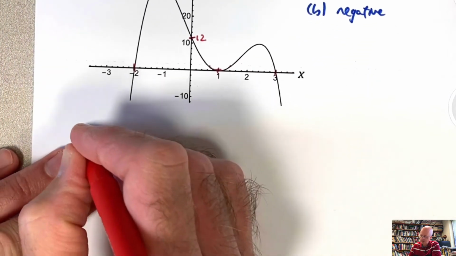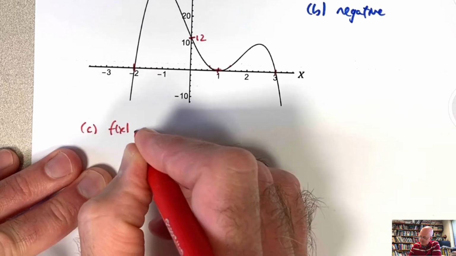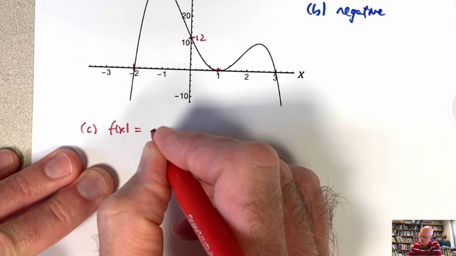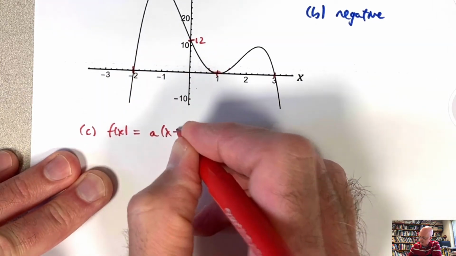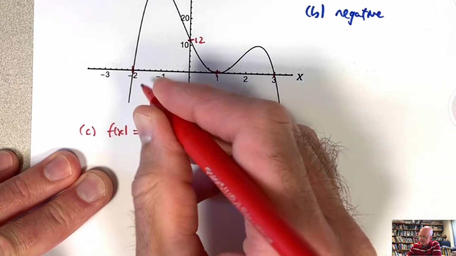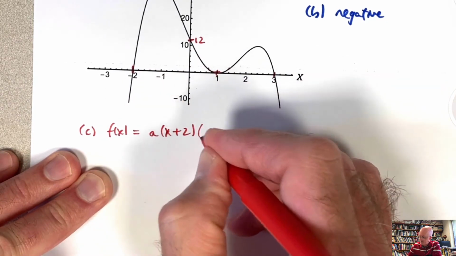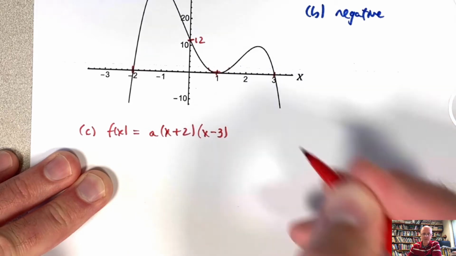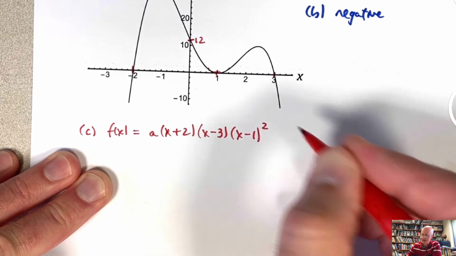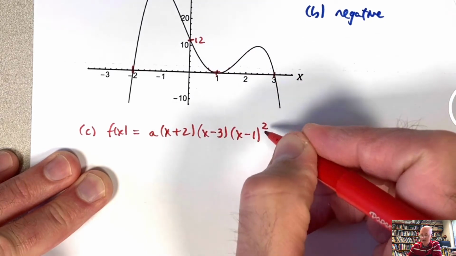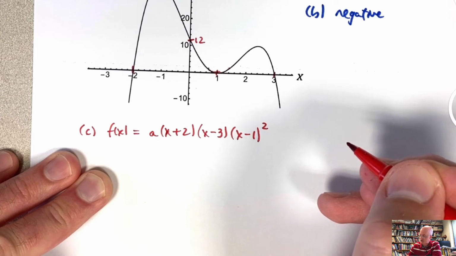So in part C, what we're going to do is we're going to write f of x, this polynomial, in factored form with a leading coefficient. We'll just call it a in front. A times x plus 2 is one factor, because -2 is a root. X minus 3 is another factor, because +3 is a root. And x minus 1 quantity squared needs to be in there as well, again, because 1 is a double root, again, also called a root of multiplicity 2.